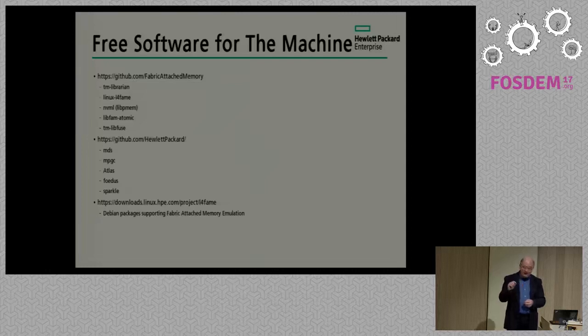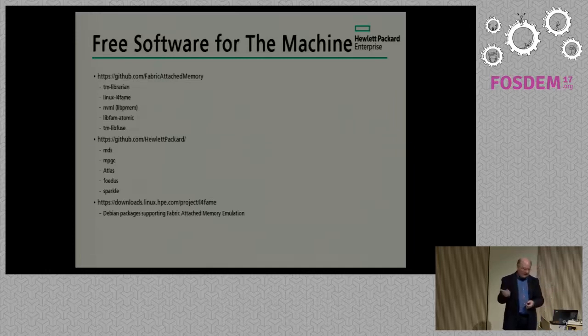GitHub.com/Hewlett-Packard has a bunch of the other APIs that we're using. It has the managed data structures library that I talked about. It has the multiprocessor GC API, which does garbage collected memory allocation across multiple processes, which is kind of tricky because the processes end up crashing a lot, and so the MPGC takes care of that.